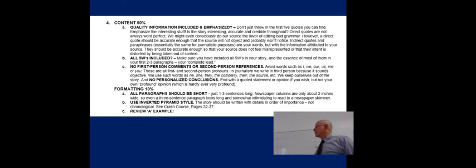And again, that's number C there, no first-person comments or second-person references. So don't use I, we, you. Stay in the third person. That's journalistic. Professional journalists once in a while break that, but it's very seldom. Out of 100 articles, you might find one article that breaks that rule. So while it sometimes occurs, it very rarely occurs. So we write in the third person: he, she, they, and so forth.